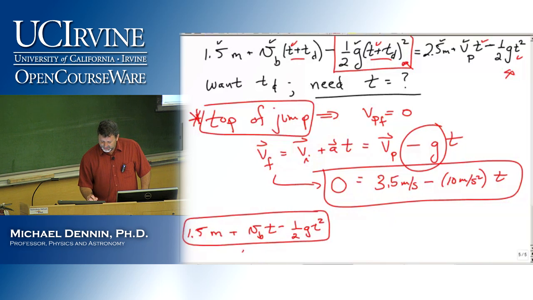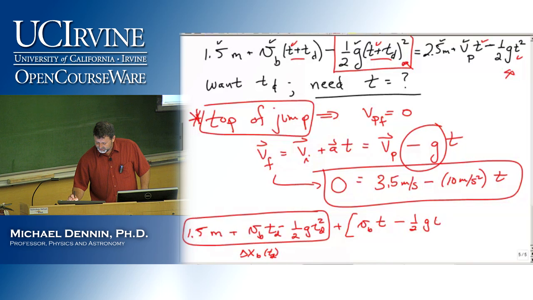So call this delta x for the ball of t, and then add to it v of the ball. Let's call this td and put the d's here. And add to it vt, vb of the ball plus t minus 1/2 gt squared, where this is delta x of the ball of t. Let's make that a little clearer.